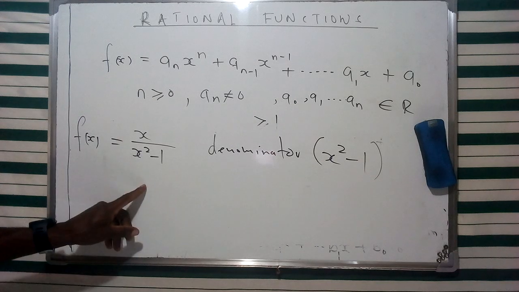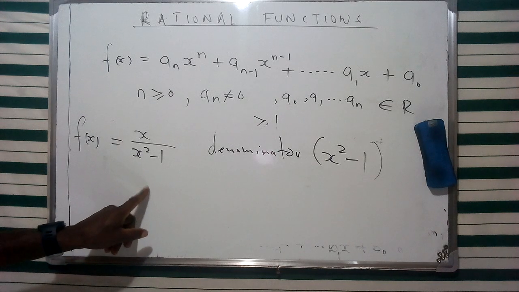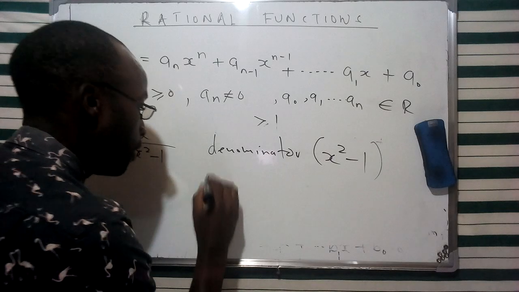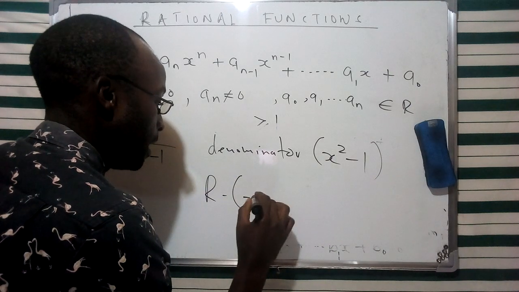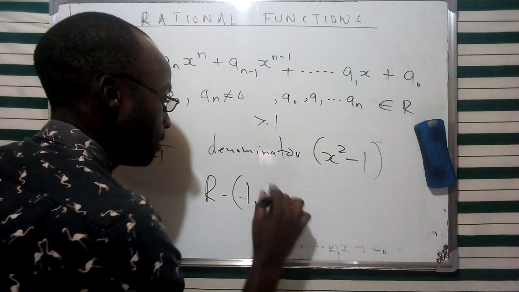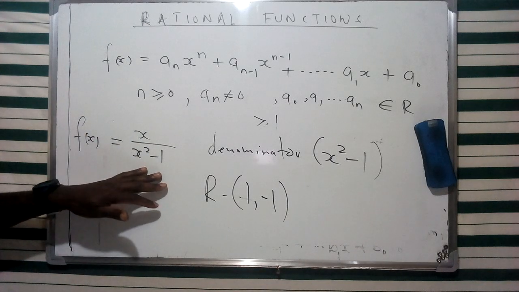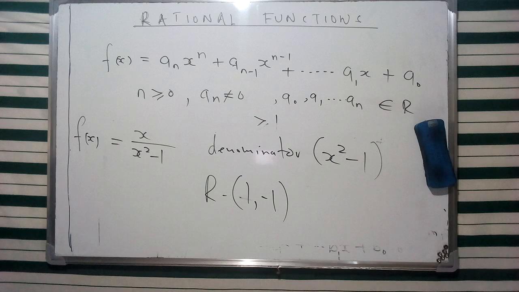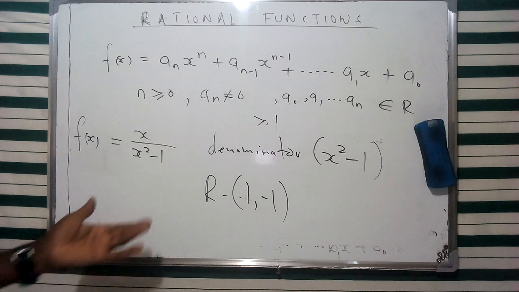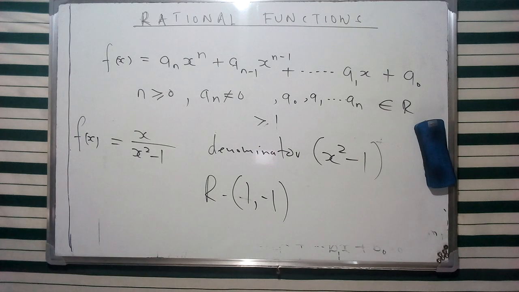So for us to find the real zeros of this denominator, they are going to be the numbers 1 and negative 1, in the sense that if we substitute these numbers, then we obtain the range of numbers which are excluded from the domain of this particular function.